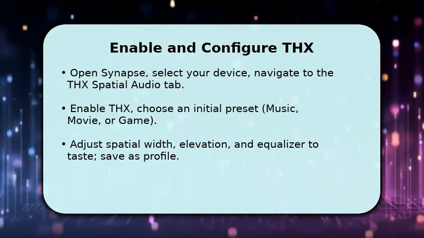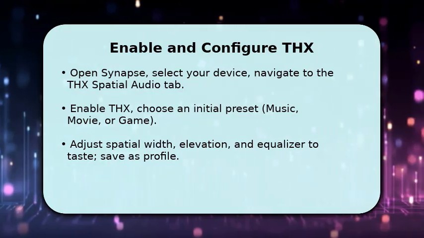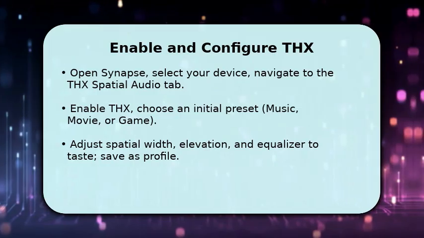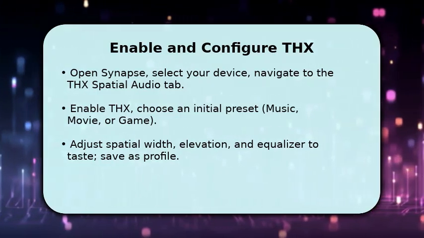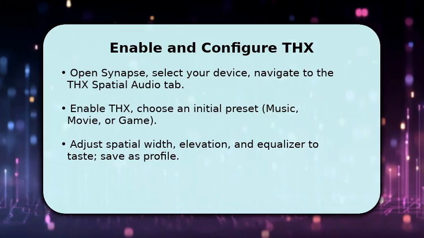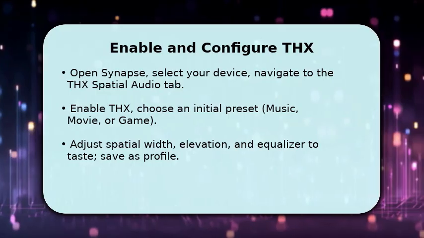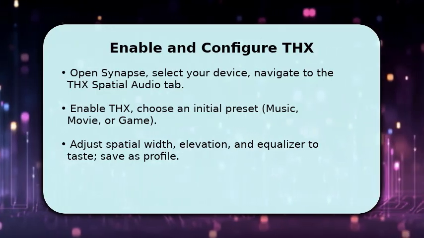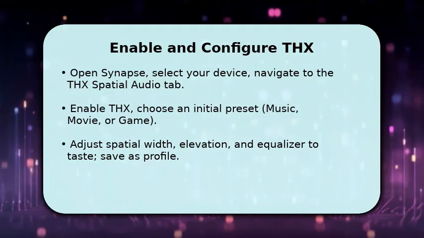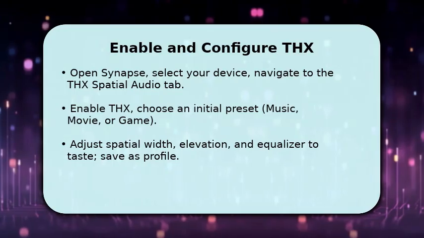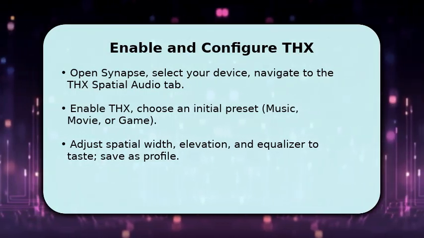Open Synapse and select your headset, then go to the THX Spatial Audio tab. This is where spatial processing lives. Enable THX and pick an initial preset, music, movie, or game, to establish a baseline because each optimizes different frequencies and imaging. Next, tweak spatial width and elevation to match headphone size and your listening preference, and adjust the equalizer to refine bass and treble. Make sure to save these changes as a named profile, so you can switch instantly for different activities.